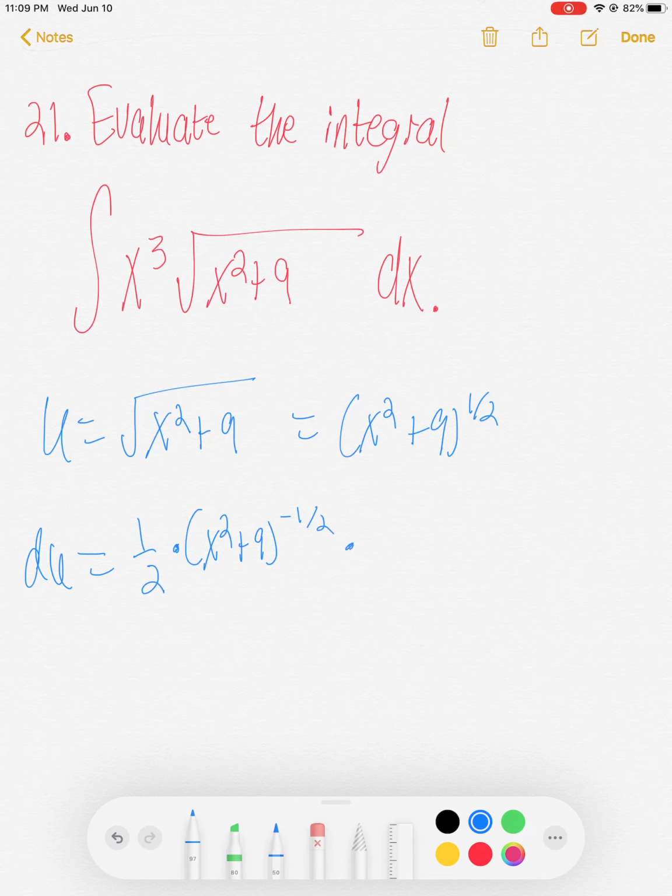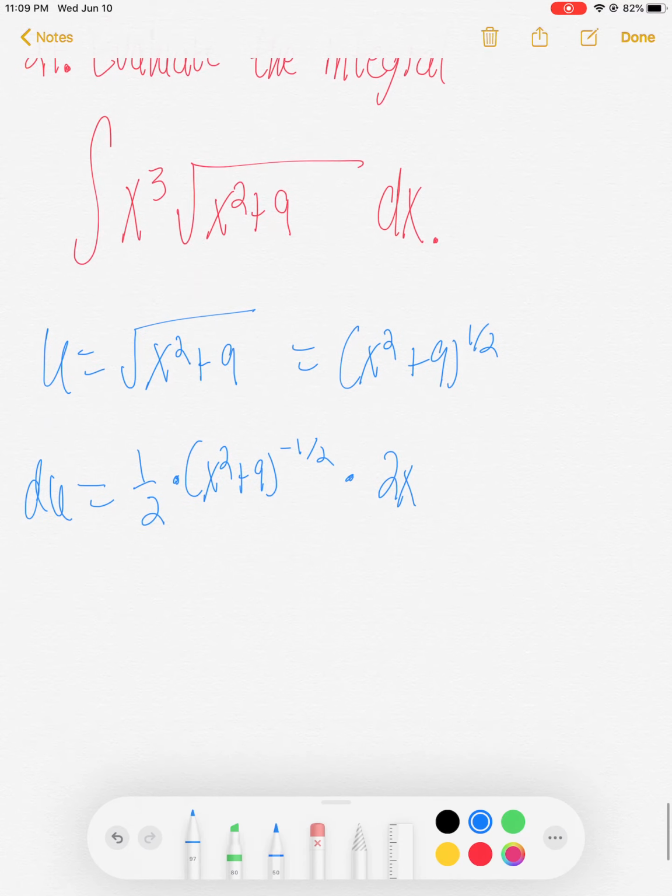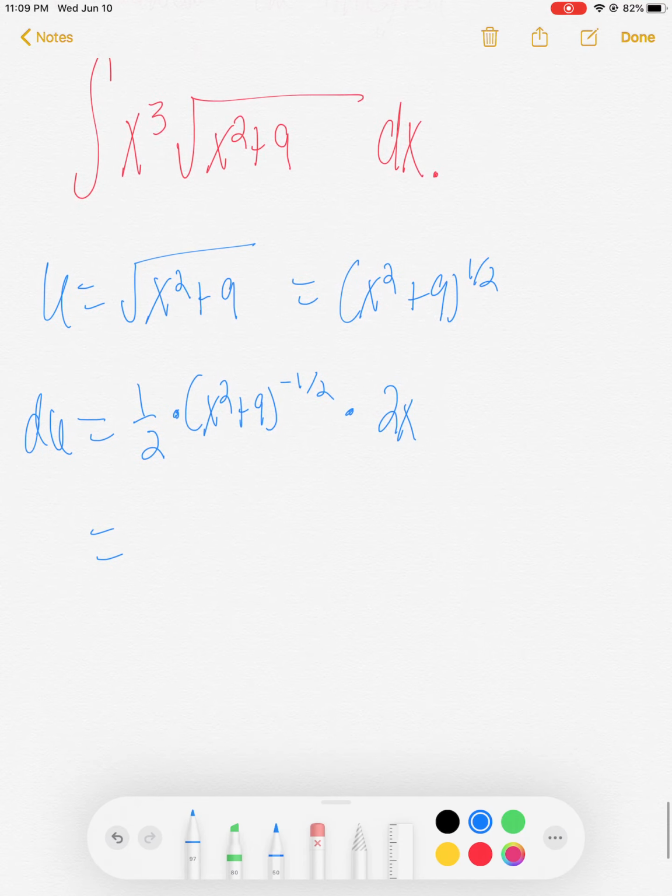Anyways, so we're going to make this substitution u equal to square root of x squared plus 9. Anytime that we make a u substitution, we're going to need to compute du. Okay, so let's see, I get 1/2 times x squared plus 9 to the minus 1/2. And then I'm going to multiply that by the derivative of the inside, which looks like 2x because of chain rule. And so 1/2 cancels with 2, and I just have x over root x squared plus 9.